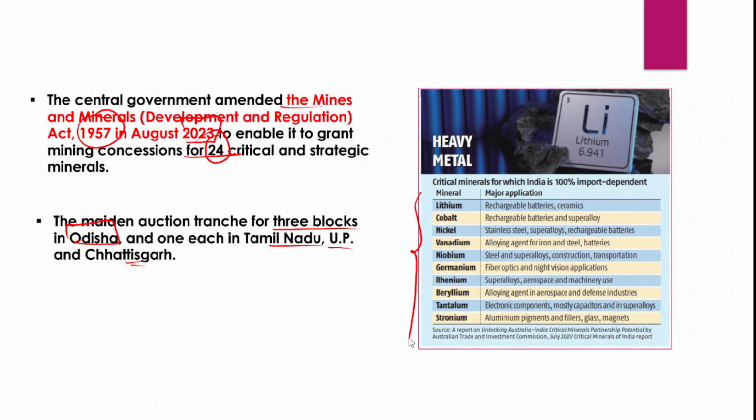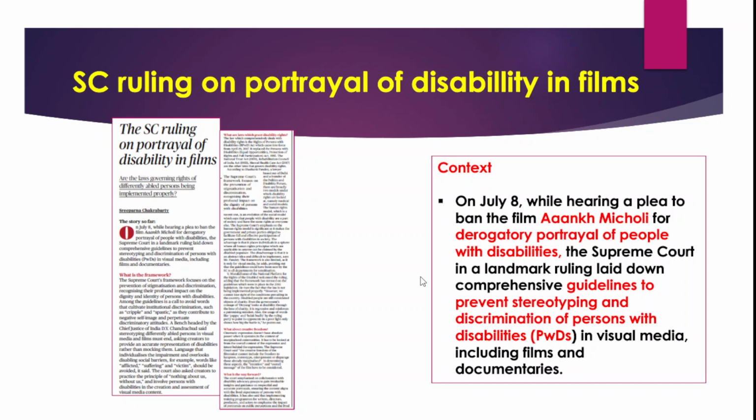So you can go through the list of critical minerals. For example, lithium, a critical mineral that can be used in rechargeable batteries and ceramics; cobalt, which can again be used in rechargeable batteries and super alloys; and nickel, which can be used to produce stainless steel, super alloys and rechargeable batteries. So all these things are very, very important. You just have to go through these critical minerals.